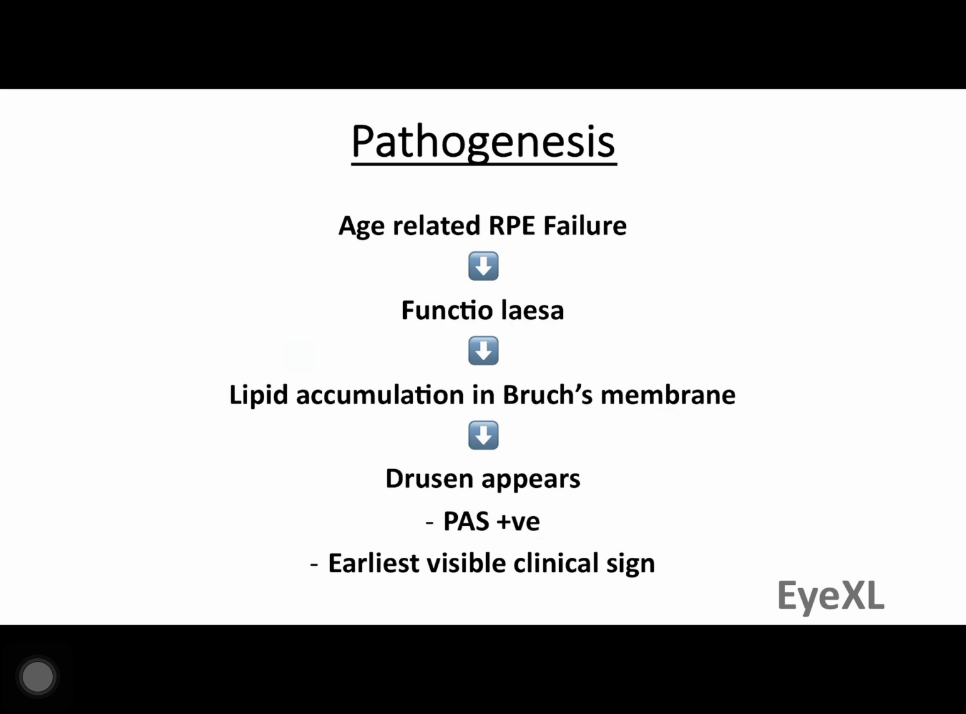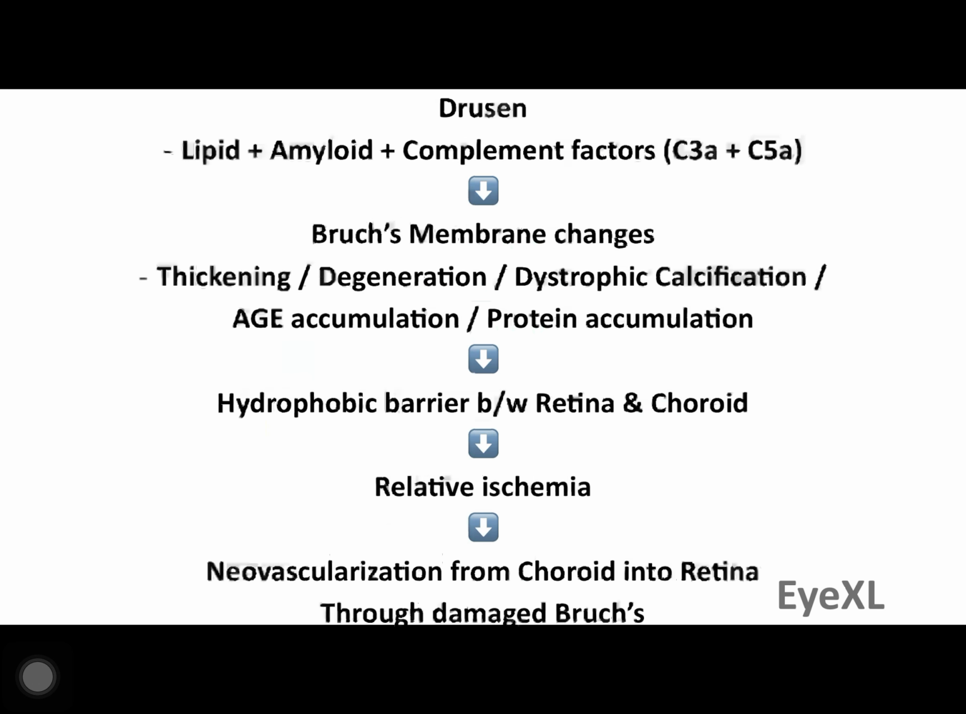So there is a loss of function. Consequently, there is a lot of waste material accumulation in the Bruch's membrane because of an inadequate metabolic exchange. More specifically, lipids start accumulating in the Bruch's membrane, and when lipids accumulate in the Bruch's membrane, that appearance is called a drusen. So a collection of lipid is called drusen, which happens in the Bruch's membrane. This is a PAS, periodic acid Schiff positive structure, and this is the earliest visible sign. Drusen is the earliest visible sign in a case of ARMD.